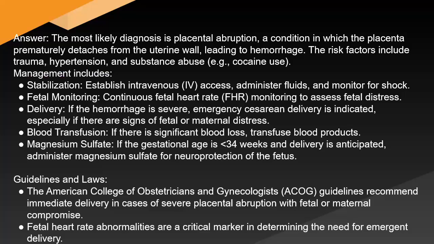Delivery. If the hemorrhage is severe, emergency cesarean delivery is indicated, especially if there are signs of fetal or maternal distress. Blood transfusion. If there is significant blood loss, transfuse blood products. Magnesium sulfate. If the gestational age is under 34 weeks and delivery is anticipated, administer magnesium sulfate for neuroprotection of the fetus. Guidelines and laws. The American College of Obstetricians and Gynecologists (ACOG) guidelines recommend immediate delivery in cases of severe placental abruption with fetal or maternal compromise. Fetal heart rate abnormalities are a critical marker in determining the need for emergent delivery.